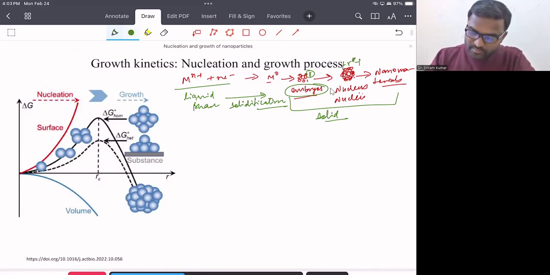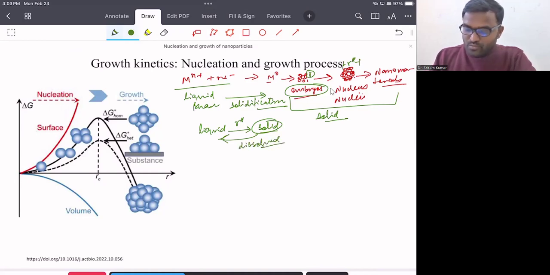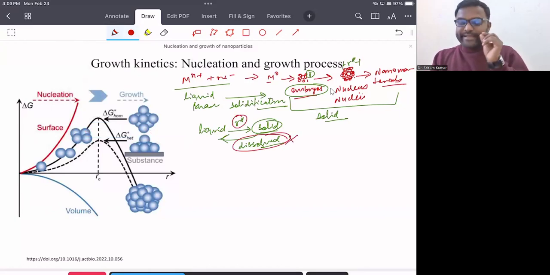So suppose we have liquid and we have solid. If you want to make the solid material from the liquid, we should have the critical size of that embryo. Otherwise, what happens? That solid gets dissolved into the liquid form. So if you want to prevent that dissolution, we need to have that critical size of the embryos so that there is further development of this nuclei.